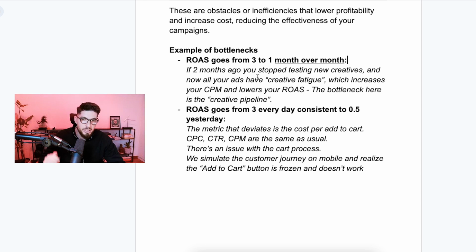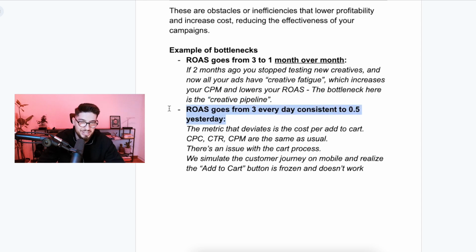So the thing here is, let's see, if 2 months ago you stopped testing new creatives, and now all your ads have creative fatigue in the ads manager, which increases your CPM and lowers your ROAS, Facebook is punishing you, then the bottleneck is the CPM, and the reason why is that your creative pipeline is pretty much dry. And so this is what we have to work on. And you don't go to the ads manager ignoring your creative pipeline and then seeing a ROAS of 1 and being like, well, Facebook's not working. Facebook's been pretty bad to us. No, bro, the problem is this.